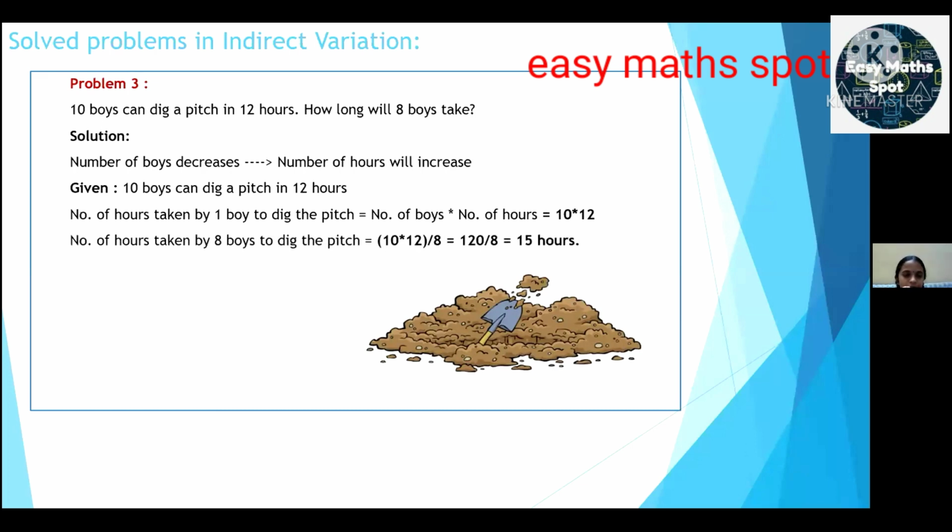Number of hours taken by 8 boys to dig the pit equals 10 multiplied by 12 divided by 8, equal to 120 divided by 8. Answer, 15 hours. Answer, 8 boys will take 15 hours to dig the pit. Here the number of hours will increase as the number of boys is decreased from 10 to 8.